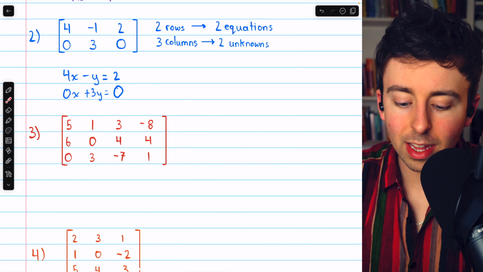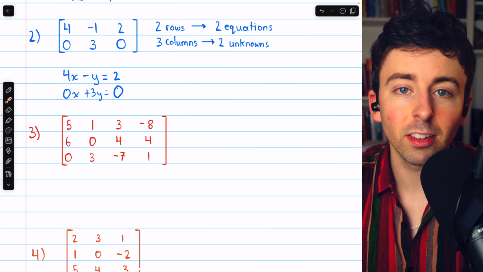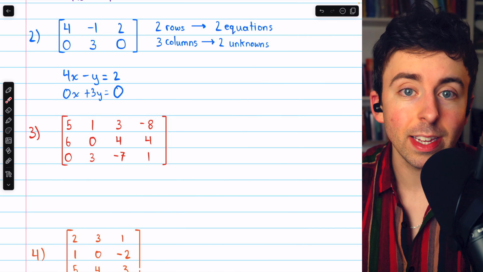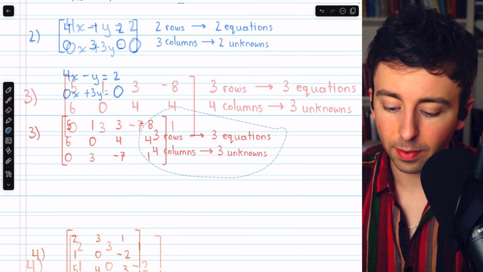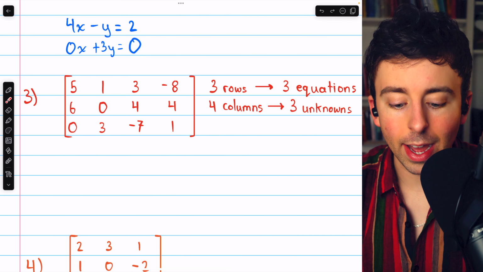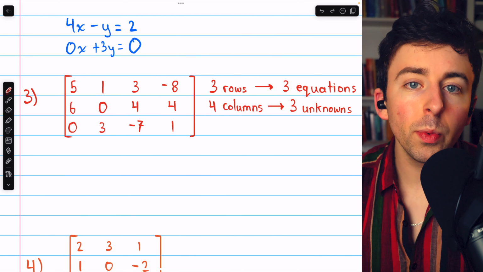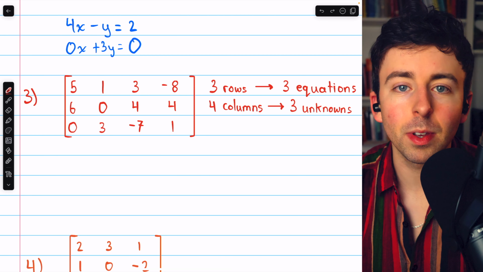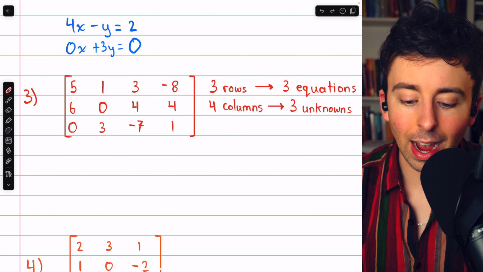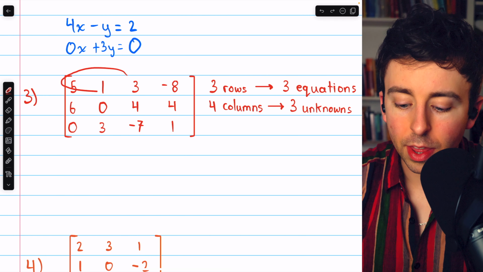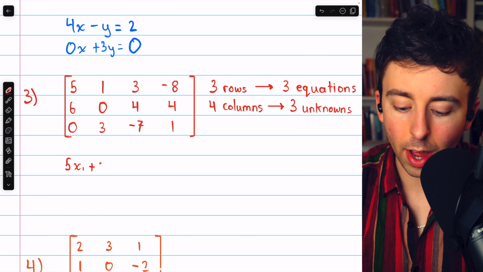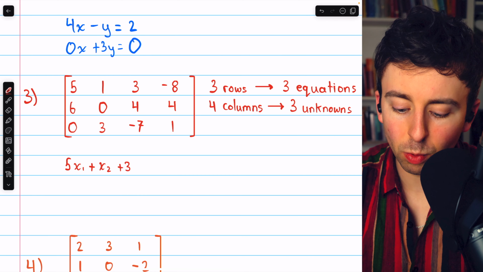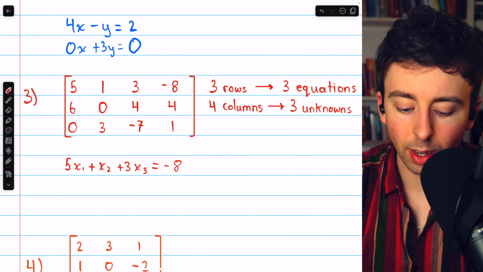This next example is a 3 by 4 matrix, so 3 equations with 3 unknowns, 3 columns for the unknowns, and 1 column for the constants. Since we have 3 unknowns, x, y, and z would be a common choice, but we could also use subscripts so that we don't have to keep coming up with new letters. Let's say we use x1, x2, and x3. Then, from the first row, we have that 5x1 plus 1x2 plus 3x3 must equal -8. And so on for subsequent rows.